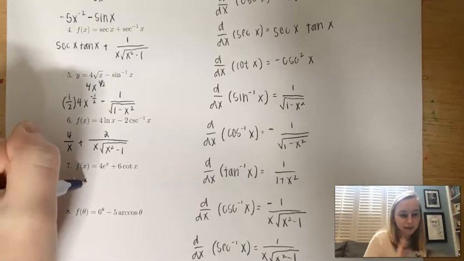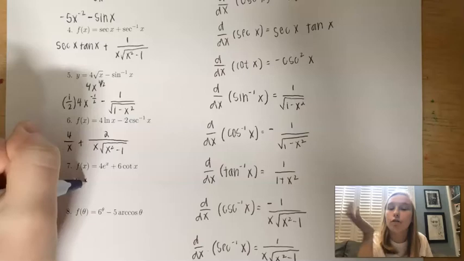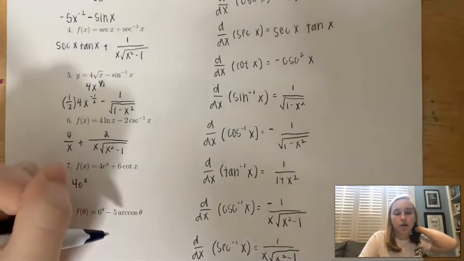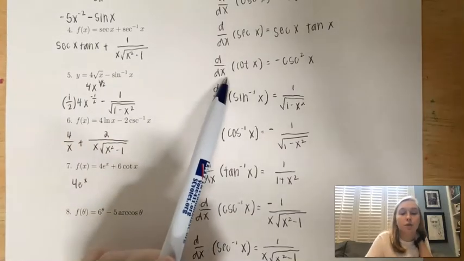Okay, number 7, sorry. This is the best function, by the way, guys. The derivative of e to the x is simply e to the x. Yay. Sorry, that was cheesy. But 4 is once again a constant, so it just stays the same, and then e to the x stays the same as well.